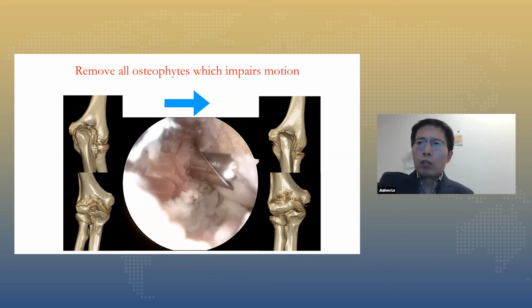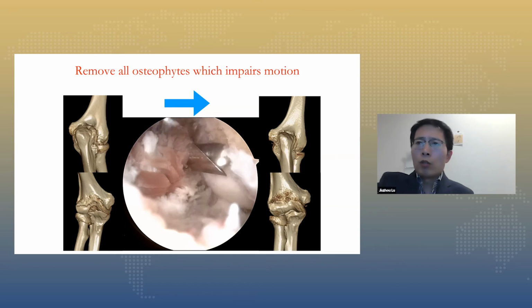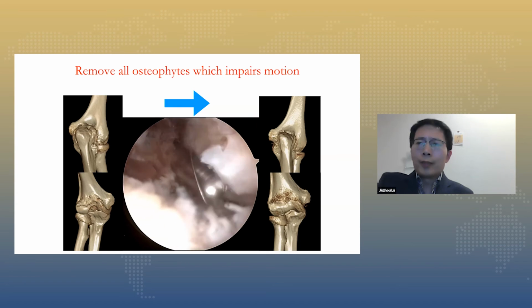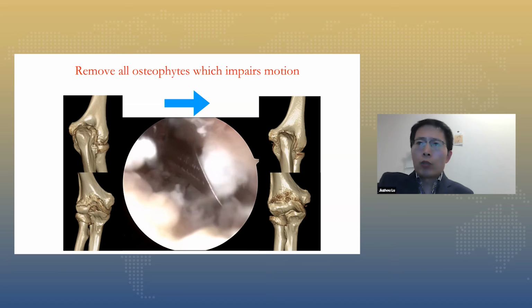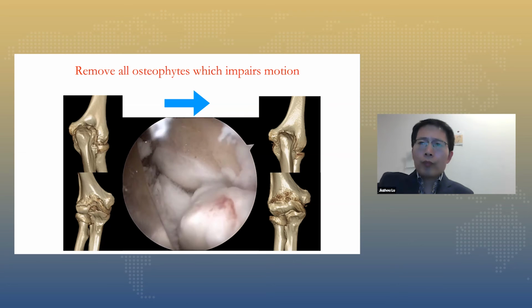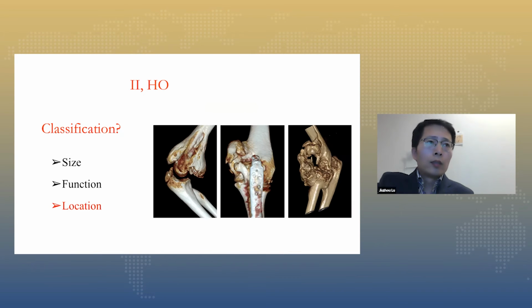Yeah, it's a lot of work because the osteophyte is all around the joint, the periarticular joint. The second bone change in stiff elbow is heterotopic bone, which is very common in post-traumatic stiffness. There are several classifications mainly focused on the size and function.